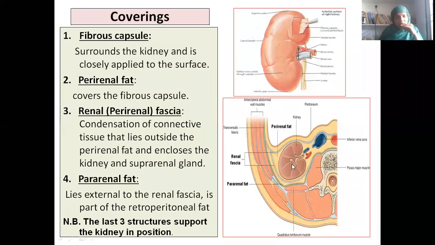Okay, then we have renal fascia. See here, are you finding this whitish line? Yes. Outside the perirenal fat, this white line is found. That is nothing but perirenal fascia. I will expand still more: it is the condensation of connective tissue that lies outside the perirenal fat. Okay, and it is actually enclosing the kidney. We will see in the other view also.